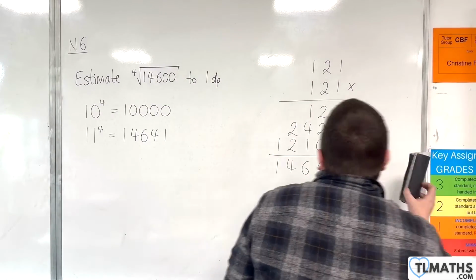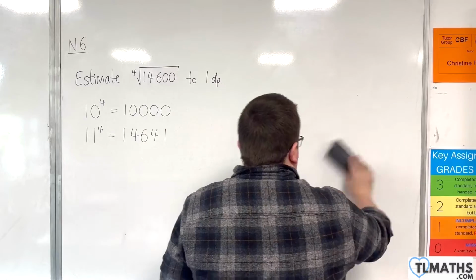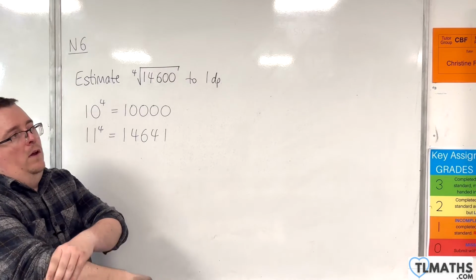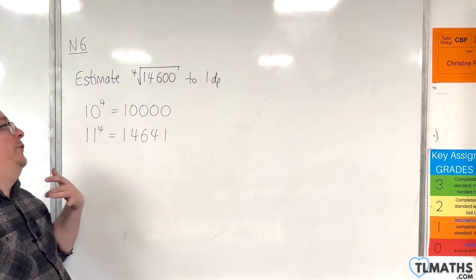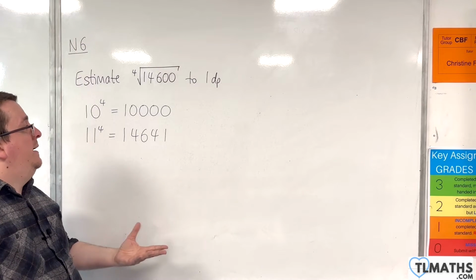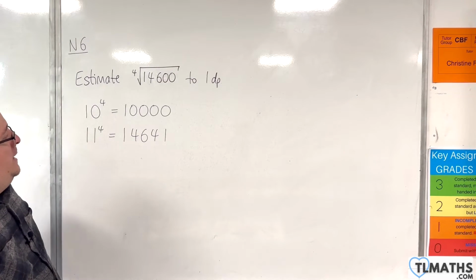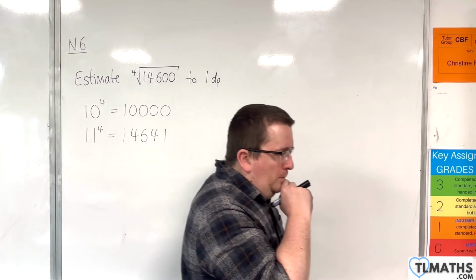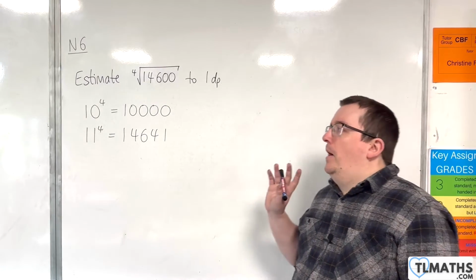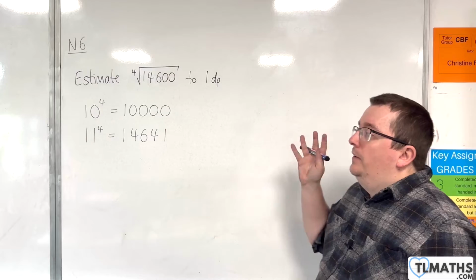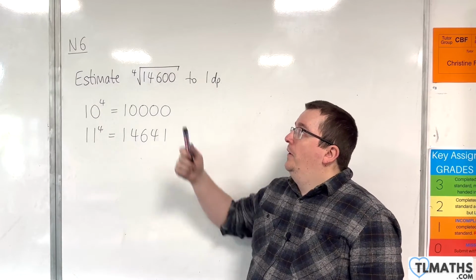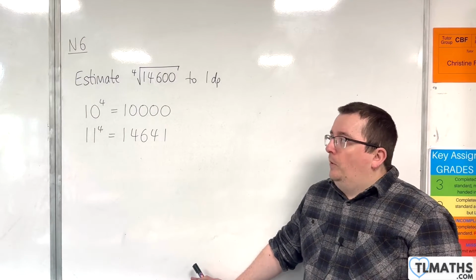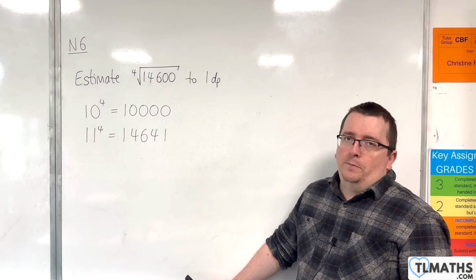I'm not going to stop there though, because I want to work it out to one decimal place. Now, my gut feeling is that because it's so close, the answer is likely to be 11.0. Now, ordinarily, I would look at 10.9 to the power of 4. But I can pretty much guess that 10.9 to the power of 4 will be less than the 14,600, in which case it will just tell me what I know. It's between 10.9 and 11.0.